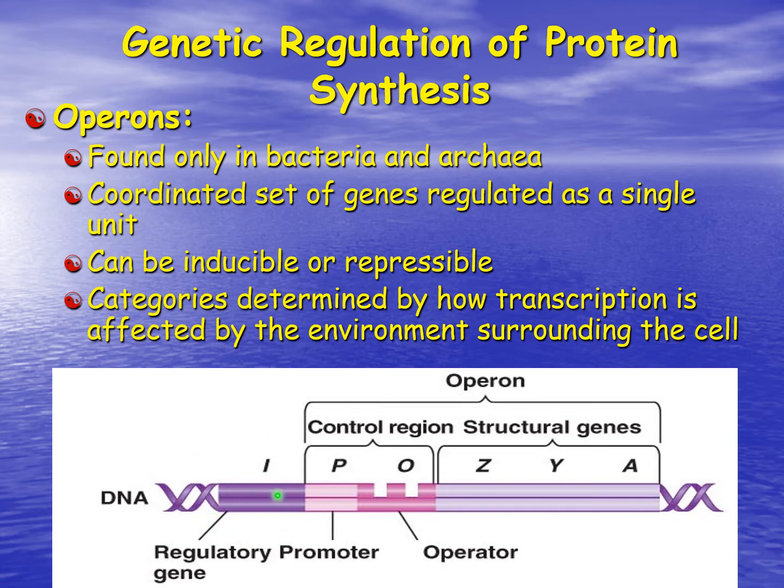Now, let me say this. The regulatory gene of these operons is what we call a constitutive gene. This means this gene is always on. It's always being transcribed and translated and is producing a regulatory protein for the operon that it's associated with. The operon, though, being inducible or repressible, can be turned off or on basically by the presence of the regulatory protein on the operator within the control site.